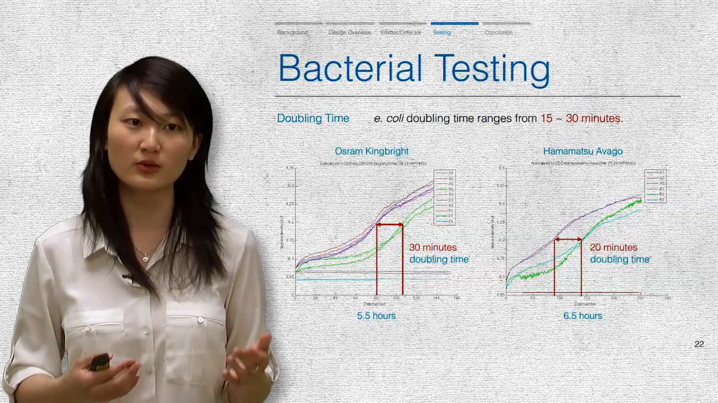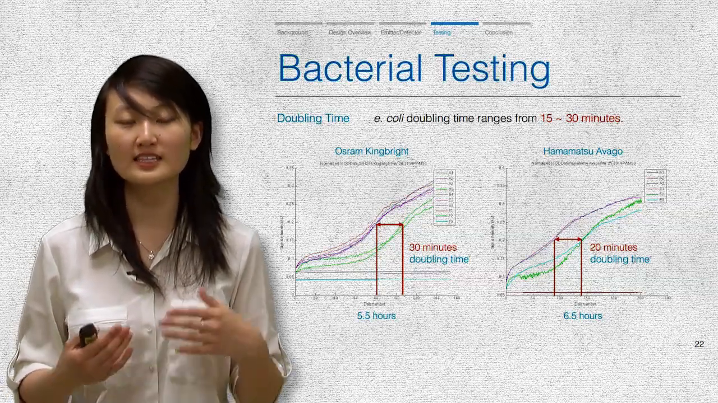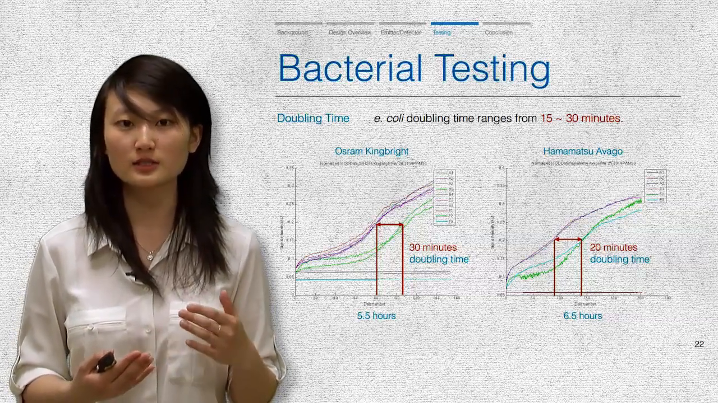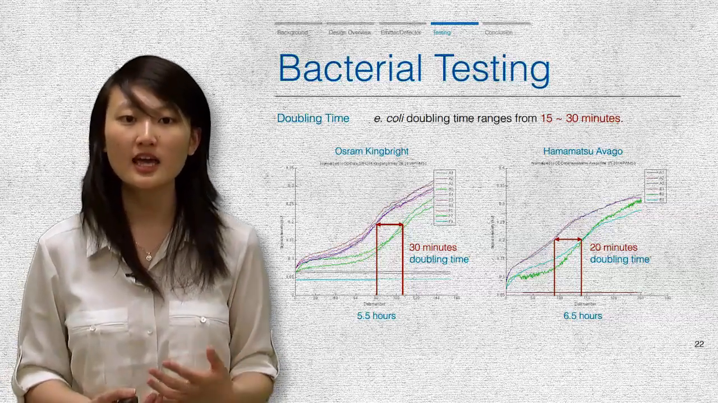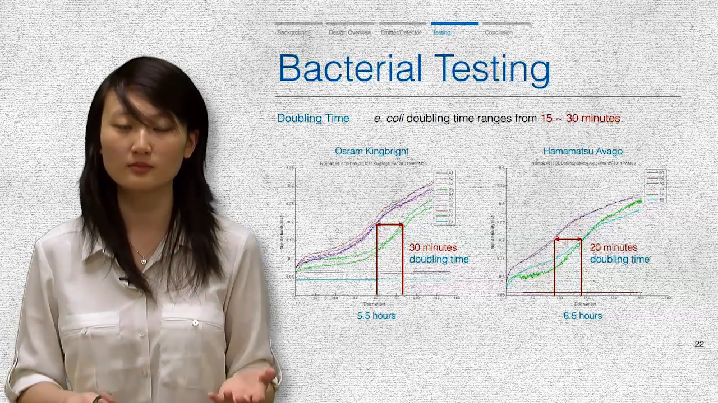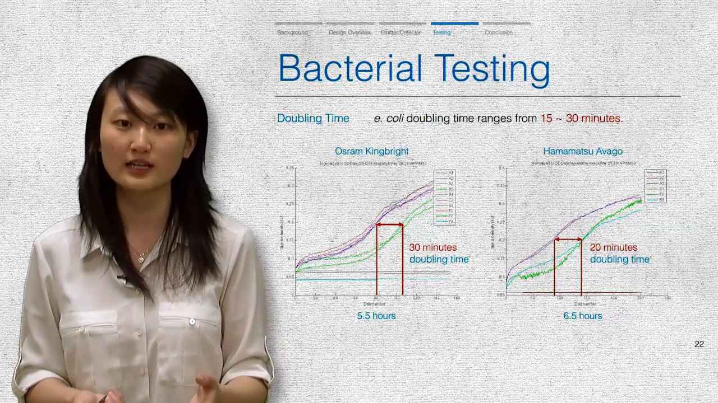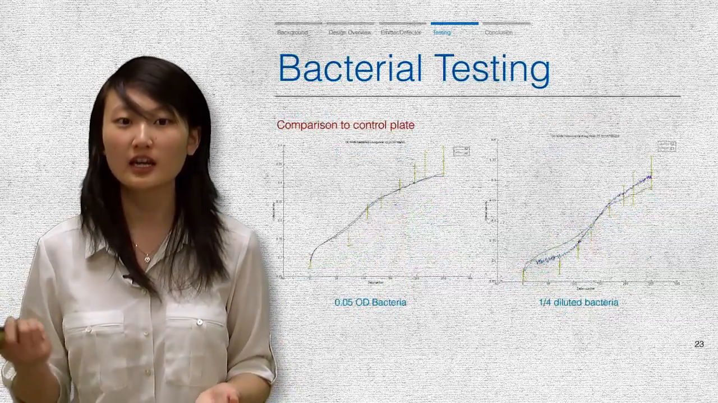And so one of the ways that we can validate the accuracy of our device is by examining the doubling time. And so for normal bacteria, you expect a doubling time between 15 to 30 minutes, depending on the environmental conditions. And if you measure the doubling time of the samples that we've measured using the device, you see that it falls well within that range of expected doubling time, which means that, great, the device is working.